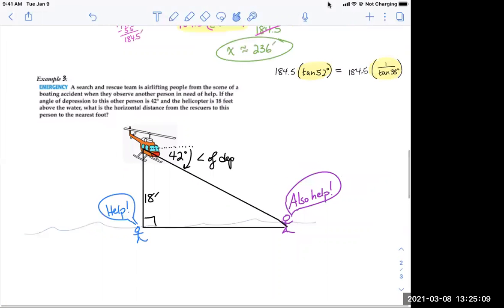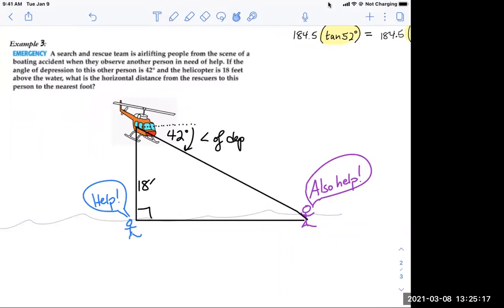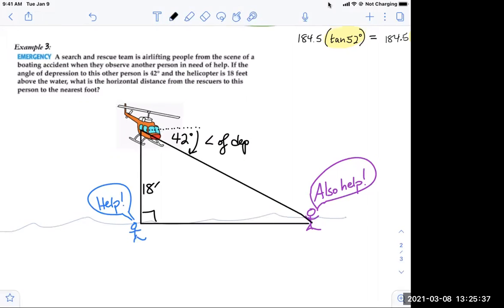Okay, and then it said that you're finding the horizontal distance from the rescuers to this person to the nearest foot. What is the horizontal distance from the rescuers to this person to the nearest foot? Anatier, tell me where the variable goes. It goes on the bottom. It's the horizontal distance, right? So that's the distance we're looking for, because they're not going to be able to rescue the person this way, right? We're trying to figure out how far they are going to have to fly over to be directly above this other person who needs help.